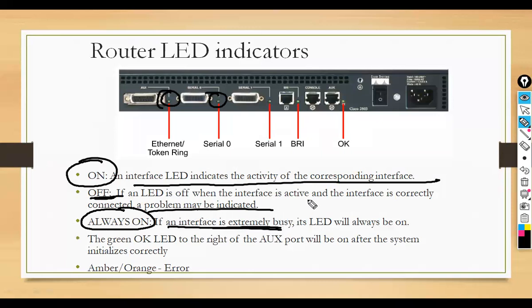Again, this is just for information. The LED details are not so relevant. Nobody is going to ask you what the LED indications are. Maybe for the switch they'll ask, not for the routers. This amber or orange color says error.